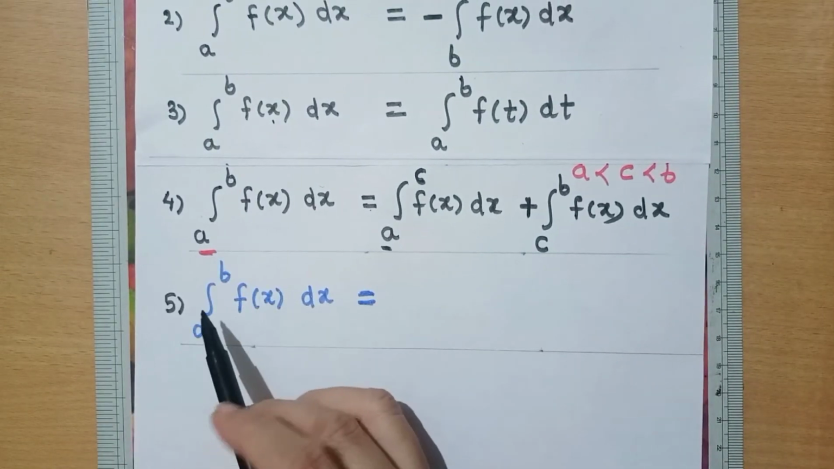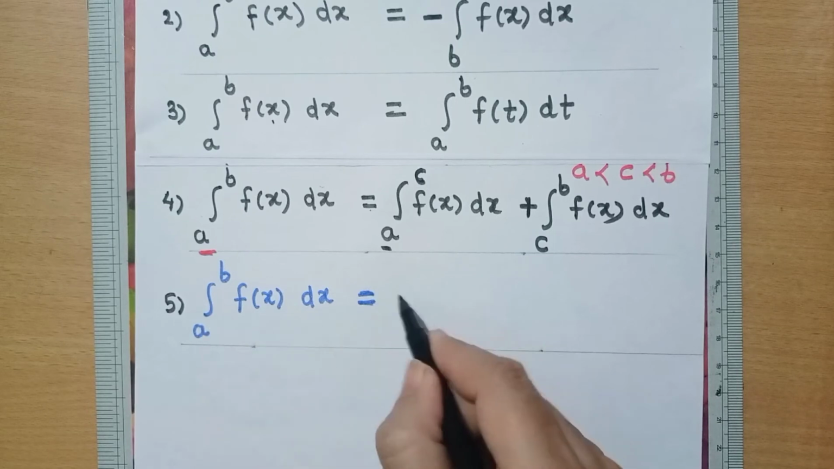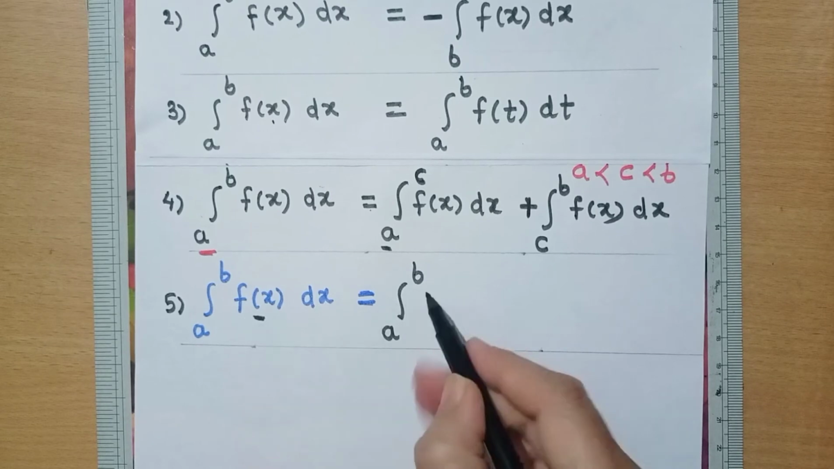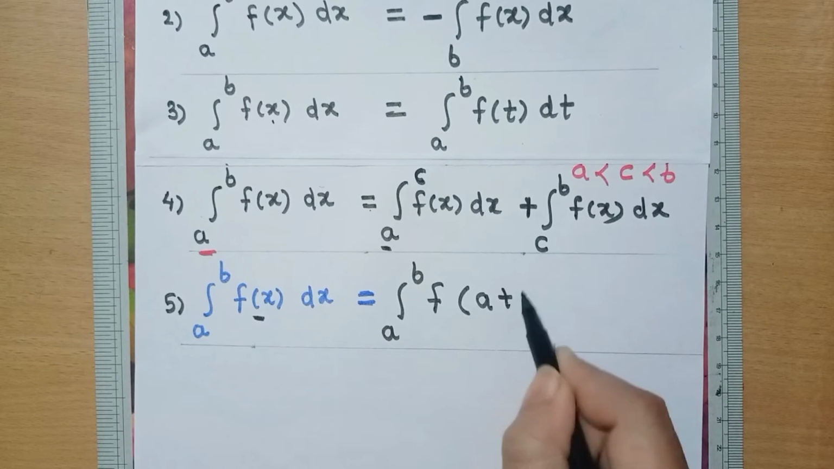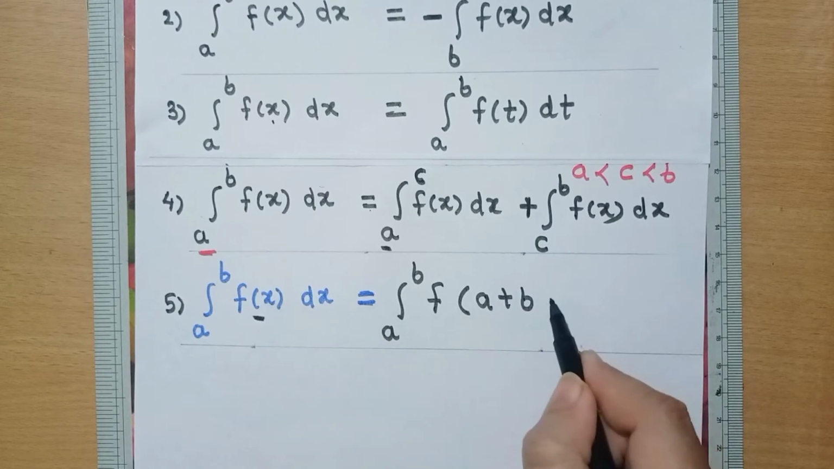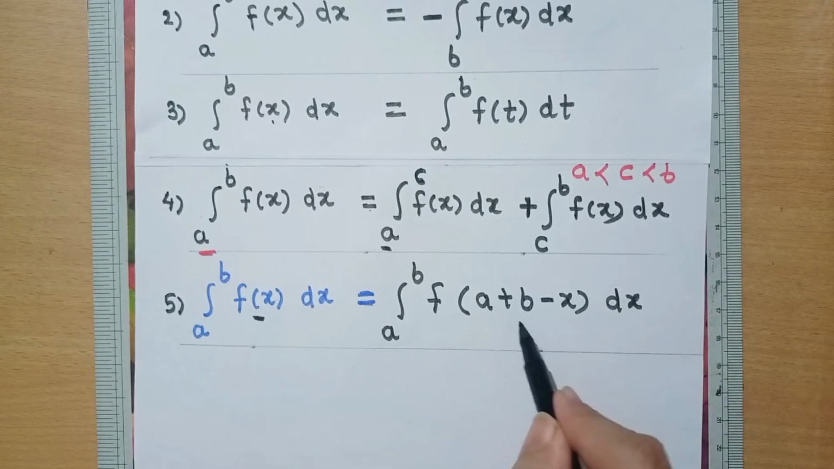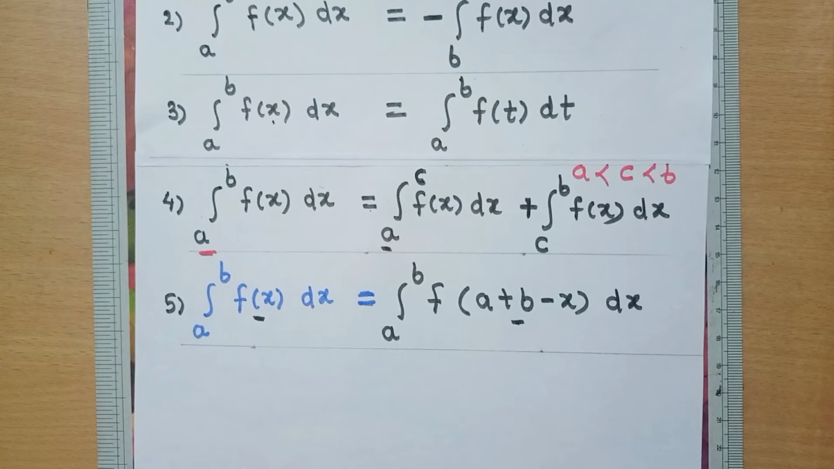This is our fifth property, integration a to b f(x) dx equal to, we will write same limit a to b and we will express this function as, first write down lower limit, then add up upper limit and subtract this variable. So we can express this function as this also. Then also value of this integral will not change.